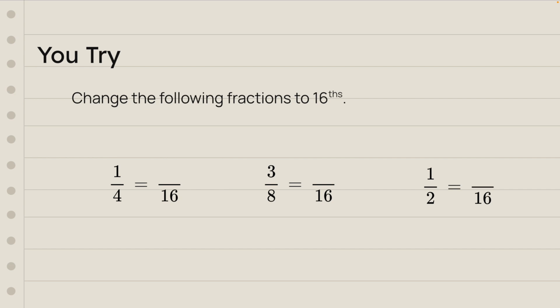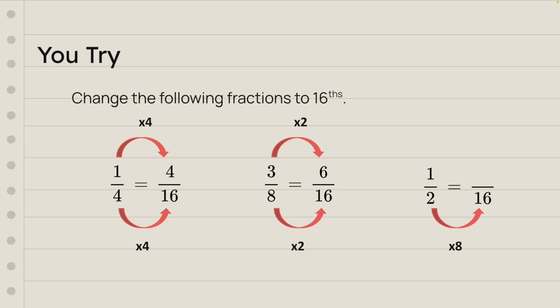Okay, so to get from 4 to 16, I multiply by 4. So I'm going to multiply the top by 4 as well, and I get 4/16. To go from 8 to 16, we multiply by 2. So I'm going to multiply the top by 2 as well, and I get 6/16. And 2 to get to 16 is times 8, so I'm going to multiply the top by 8 as well, and I get 8/16.